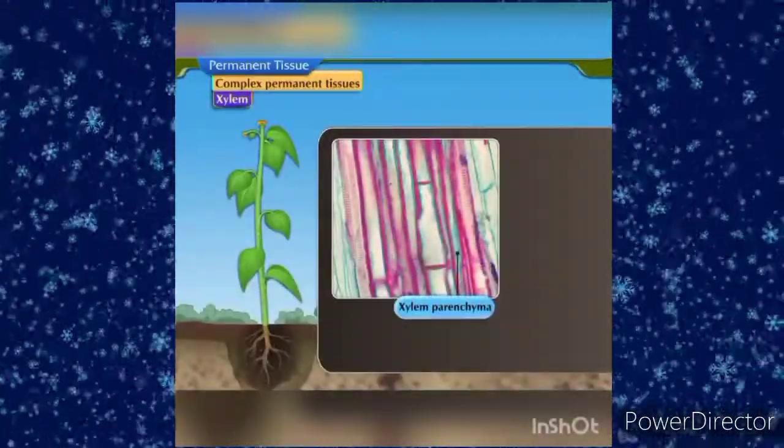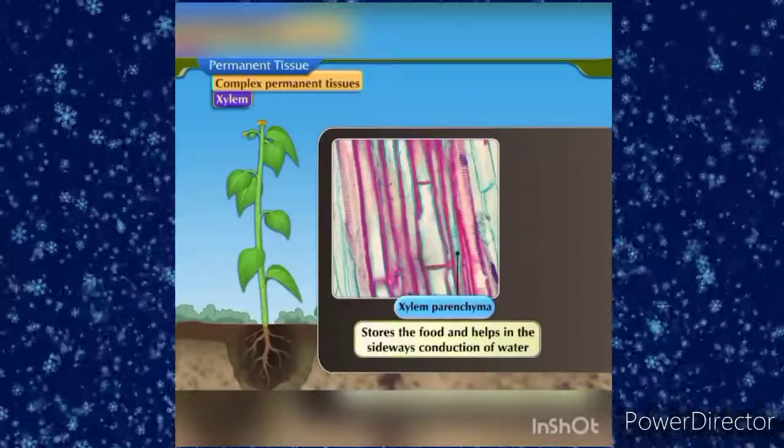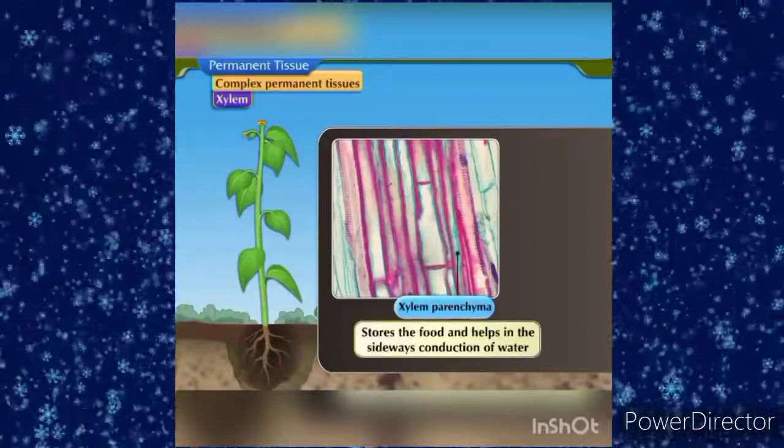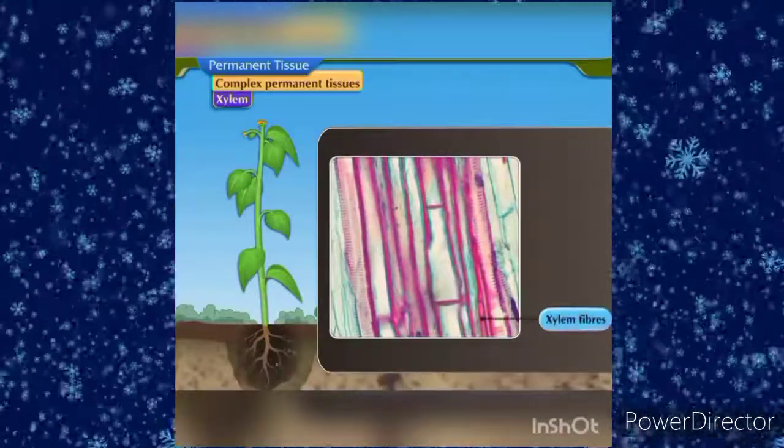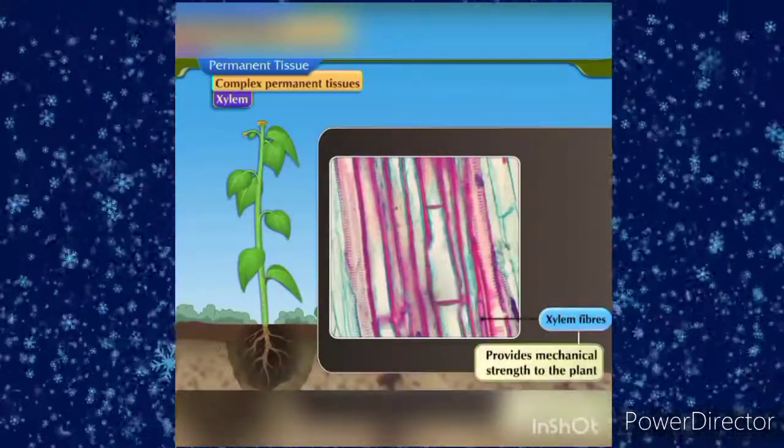Xylem parenchyma stores the food and helps in the sideways conduction of water. Xylem fiber provides mechanical strength to the plant.